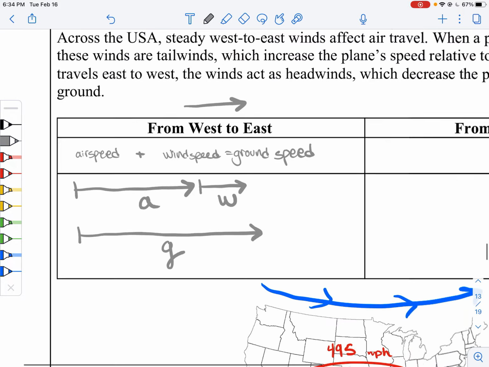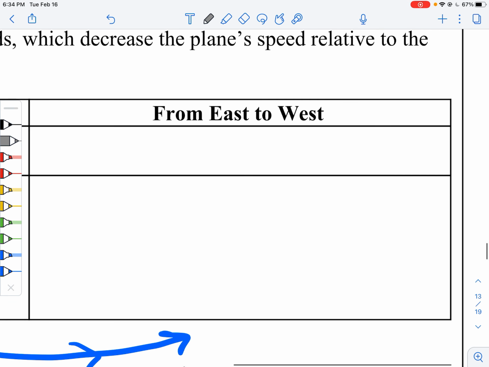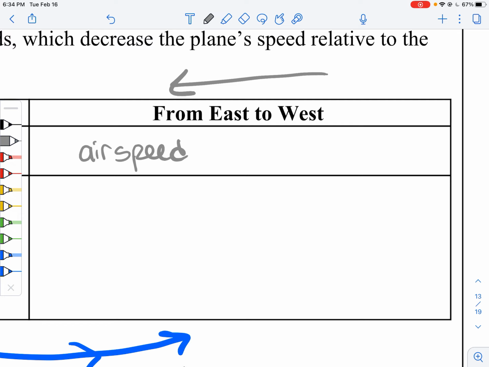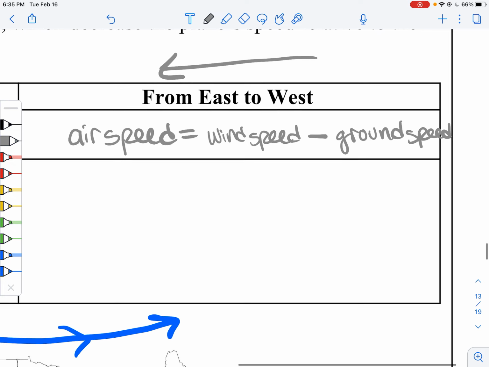However, when you're going from east to west, the opposite occurs. You need to take how fast it looks like you're going, but then you need to subtract. Just kidding. Your airspeed is equal to your, that's an equal sign. Your airspeed is equal to your wind speed minus your ground speed. Did I write that? I'm going to draw a picture and then I'm going to say it to you again.